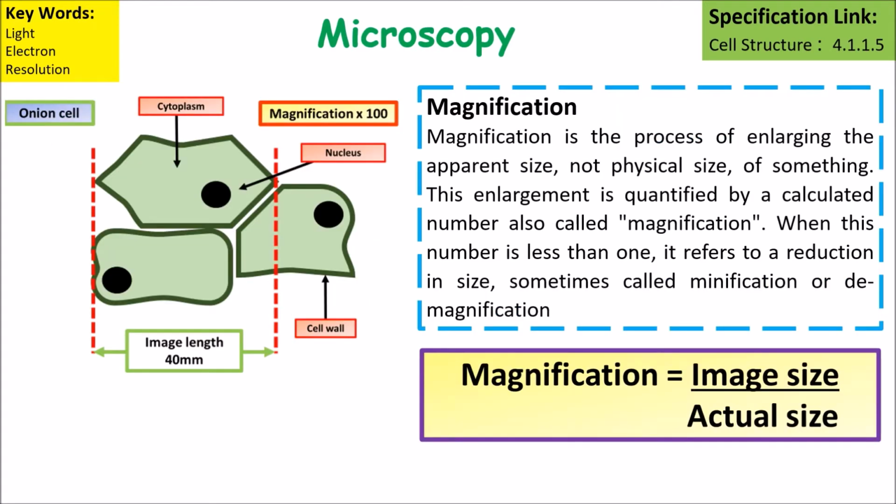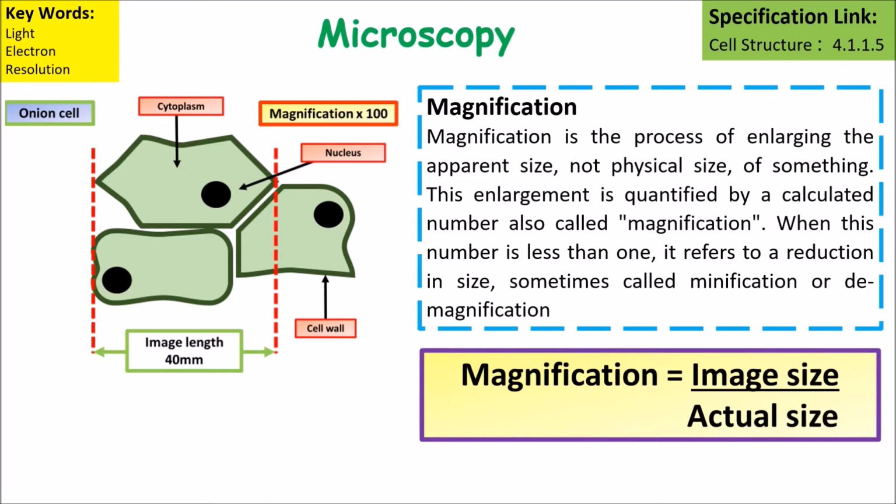So magnification, like we've said, is a process of enlarging the apparent size, not the physical size, of something. This enlargement can be quantified with a calculation, which is also called magnification. The way that we work out the magnification is that we divide the image size by the actual size. If we look at this, we know that the image length is 40 millimeters, and we know that we've got it at times 100 magnification.